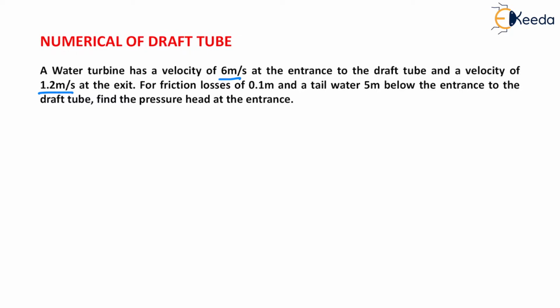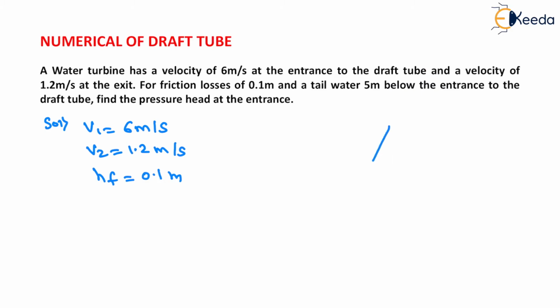Now for solving this numerical, first of all we will write the given quantities here. That is, velocity at inlet, V1, will be equal to 6 meter per second, velocity at outlet, V2, will be equal to 1.2 meter per second, friction loss, HF, will be equal to 0.1 meter. Now the vertical height between tail race and inlet of draft tube is equal to 5 meter, which is shown in this diagram.